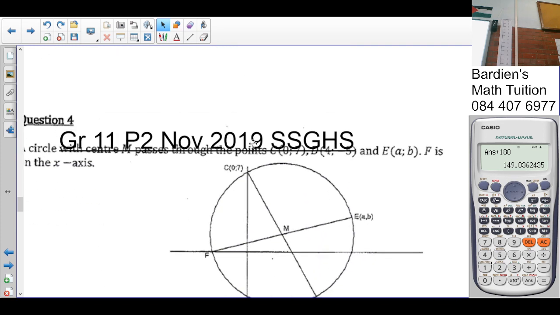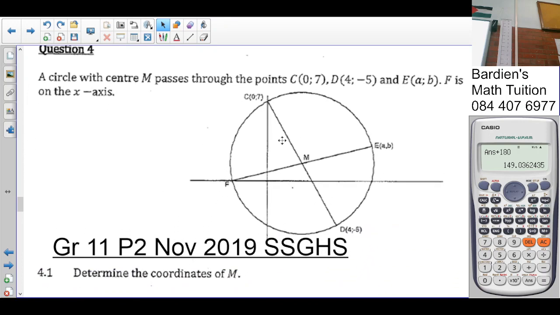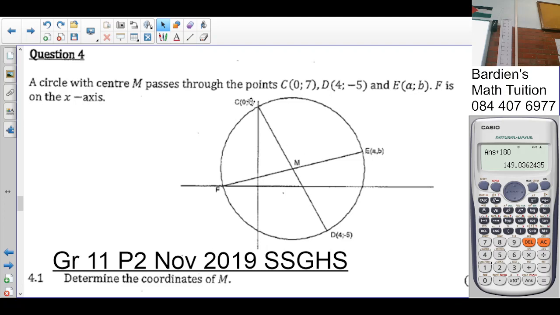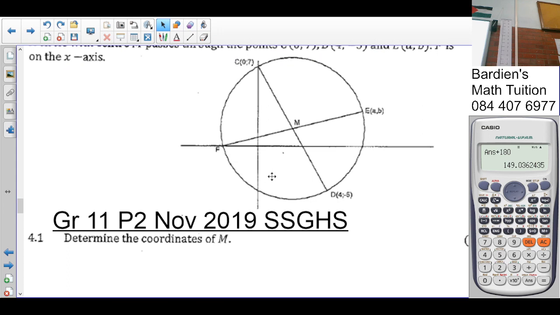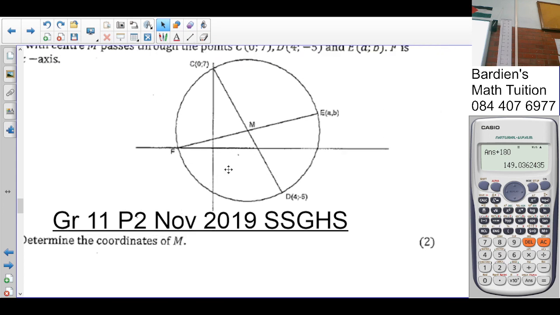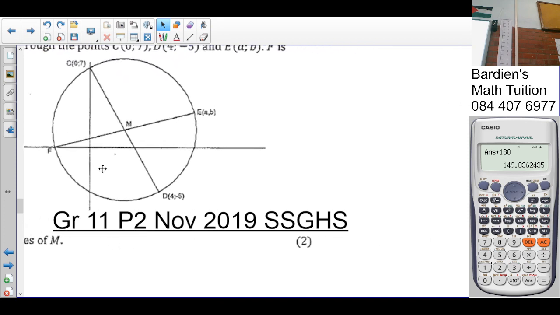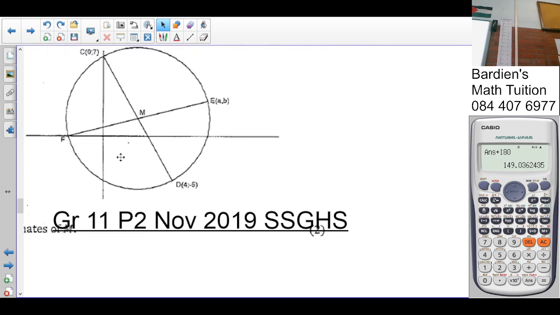Now we're looking at question 4. Question 4, we are told that the circle with center M passes through the points 0 and 7, 4 and negative 5, E, which is A and B. F is on the y-axis, sorry, the x-axis. Okay. So the first question is determine the coordinates of M.